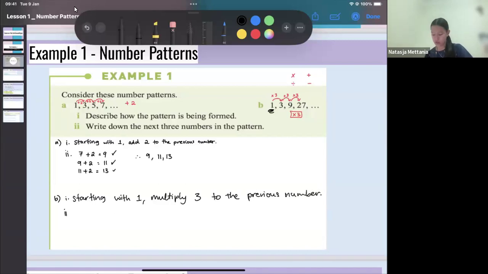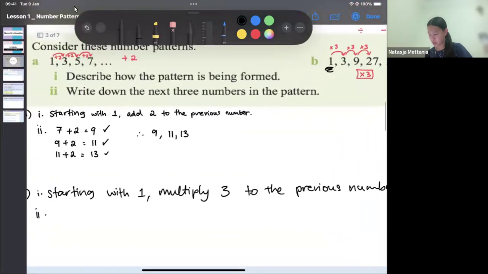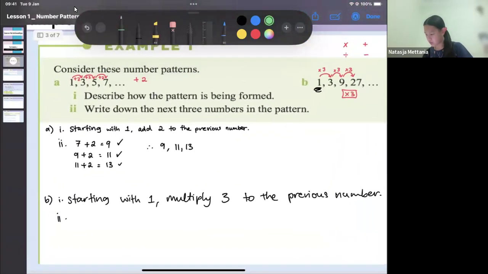Okay, now let's do the writing down the next 3 numbers. My last number is 27. All right, let's start off with 27. 27, and I have to multiply this by 3. Put this into your calculator, and you should have 81. I'm going to use 81 now. So that's my first number, 81.